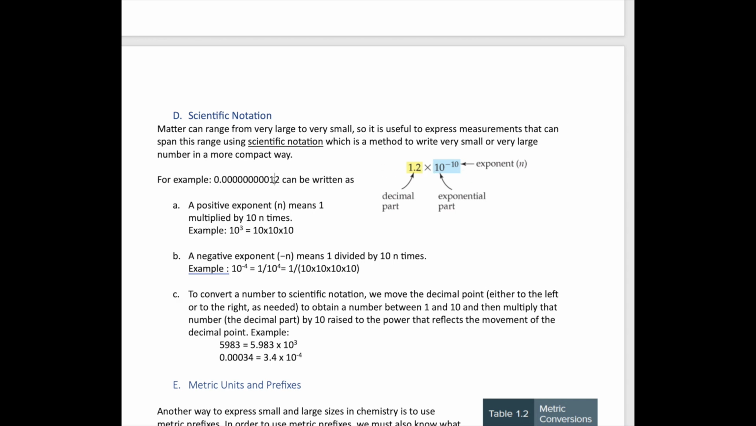So in this case, I would write 1.2 times 10 to the power of negative. That was 10 steps to get from that decimal all the way to 1 right here. So that's why it's 10 to the minus 10.